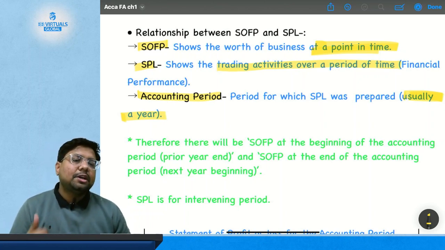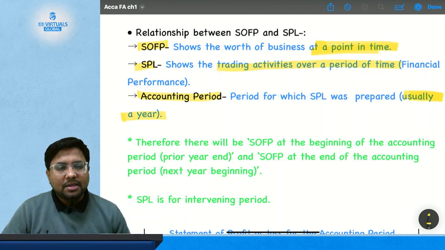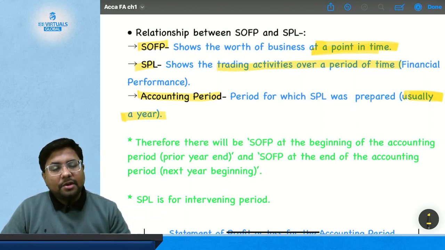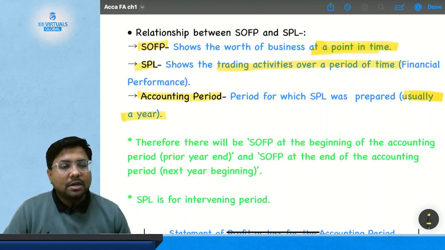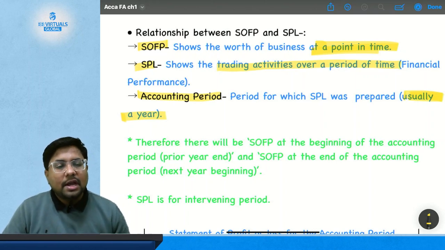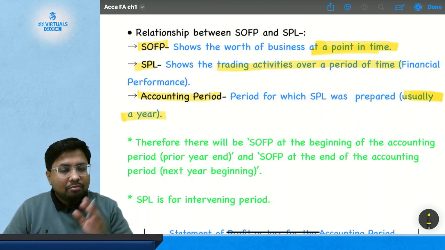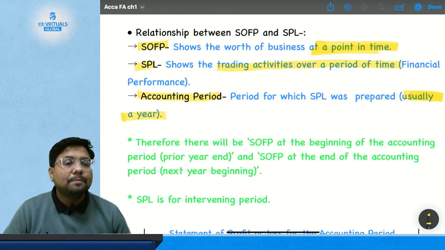But if I started my business only in the month of May, my accounting period for that year will be from May to December, because my business was not in existence on 1st of January. I only started my business in May. So from May to December will be my financial year or accounting year.